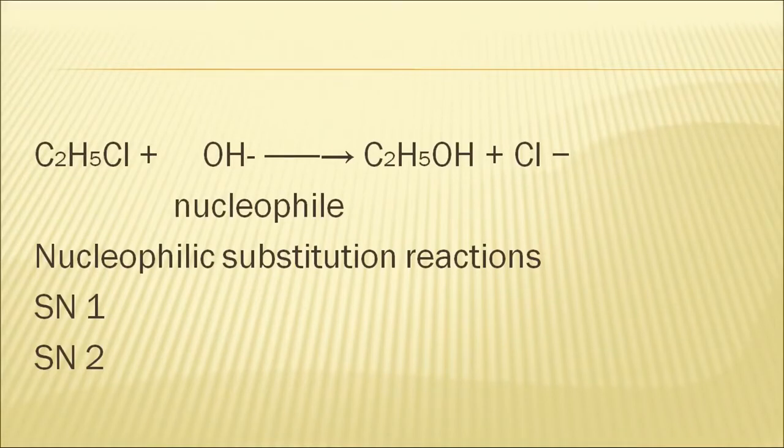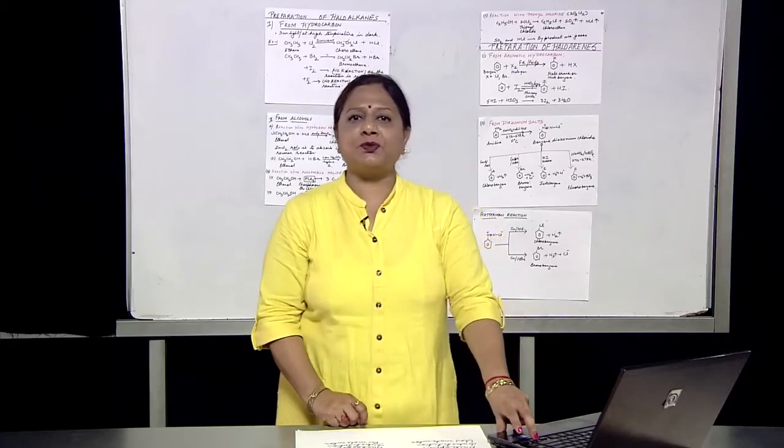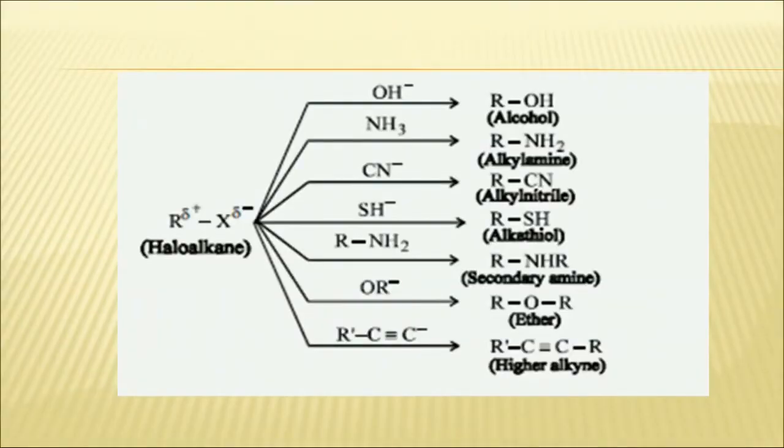So, when a haloalkane is reacting with a nucleophile, suppose you are taking a nucleophile as alcohol, it will form C2H5OH, and Cl minus will be eliminated. There are 2 types of nucleophilic substitution reactions, SN1 and SN2. Here, when you are substituting X with an OH or any nucleophile, it will form an alcohol.